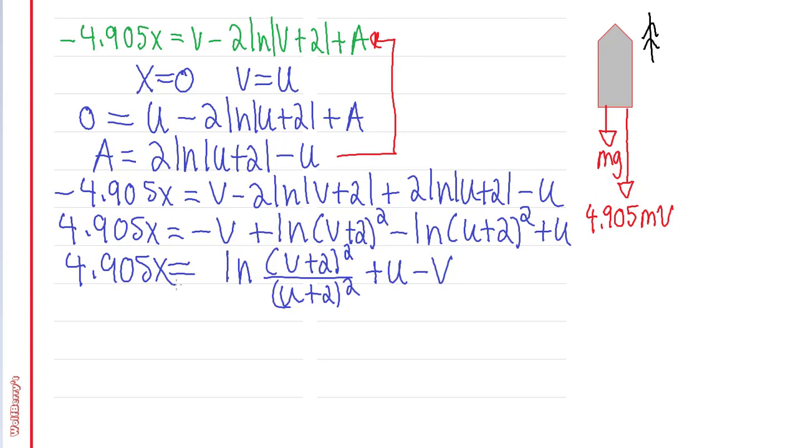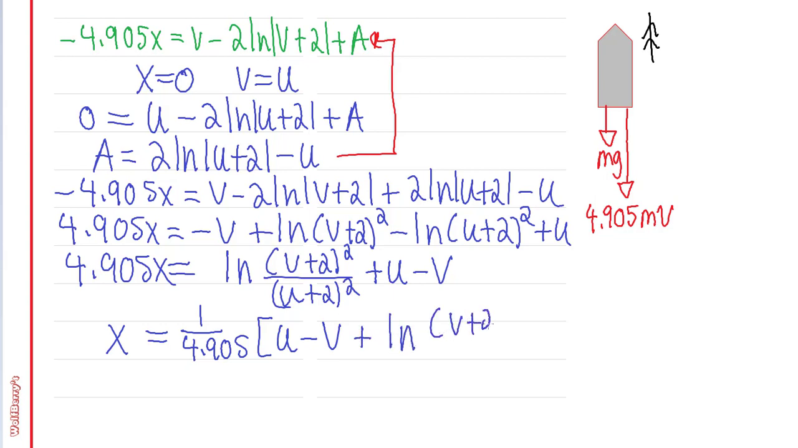Now, final thing, let's divide both sides by 4.905 to get x as the subject. x is a function of v. x equals 1 over 4.905, open bracket, u minus v plus ln of (v plus 2) all divided by (u plus 2), and we can make the whole thing squared. And that's our final solution.